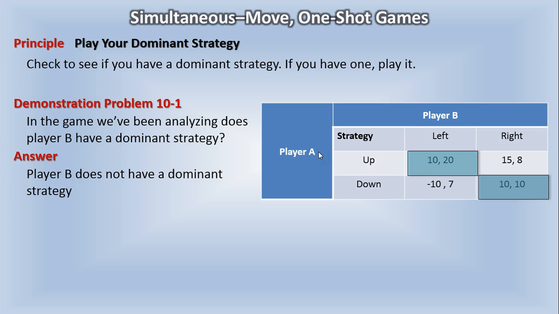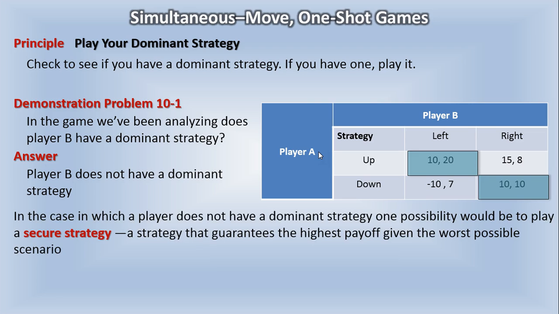We saw how we can identify a dominant strategy by taking the perspective of a player and considering what they would do in response to the other player's actions. Player A, if player B played left, could play up or down. If they play up, they get 10. If they play down, they get negative 10, so they would choose up. If player B played right, player A could play up and get 15 or play down and get 10. 15 is greater than 10, so they would choose up again. So regardless of what player B does, player A would choose up. That is the best possible strategy for them, regardless of what their opponent does. Thus, they have a dominant strategy to play up.